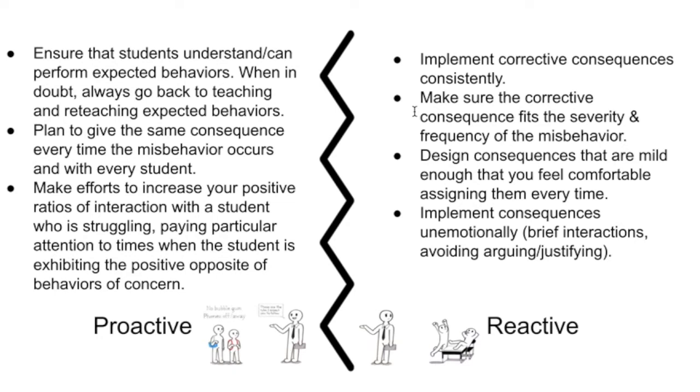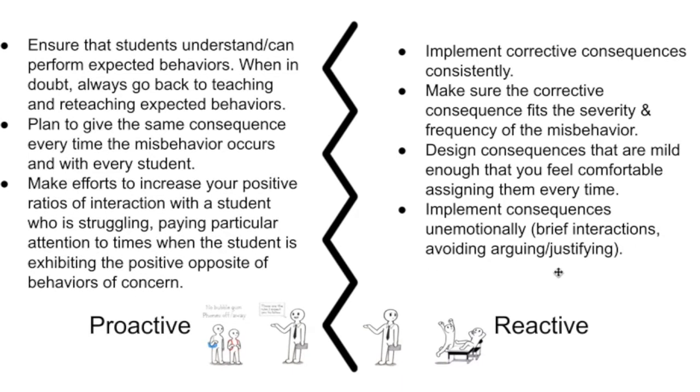When off-task or disruptive behavior occurs, we can employ effective reactive classroom management approaches, such as implementing corrective consequences consistently, making sure that the corrective consequences we implement fit the severity and frequency of the misbehavior. We can also design consequences that are mild enough that we feel comfortable assigning them every time. And perhaps most importantly, implementing consequences unemotionally by keeping our interactions brief, avoiding arguments, or feeling the need to over-explain or over-justify the decision we've made.